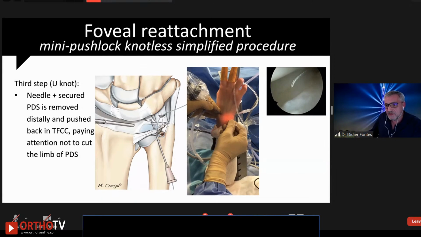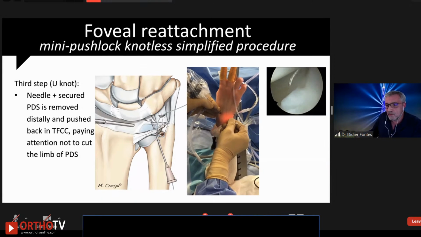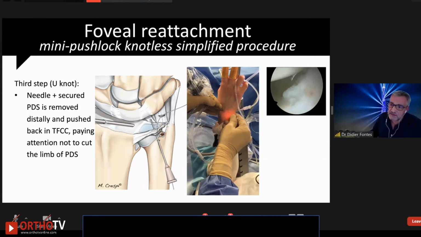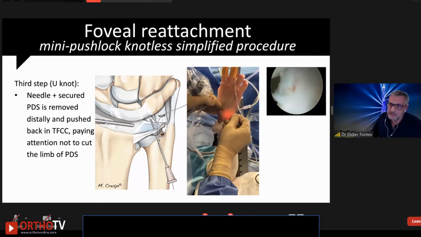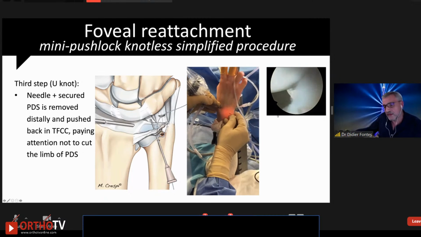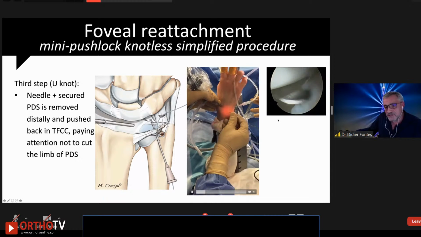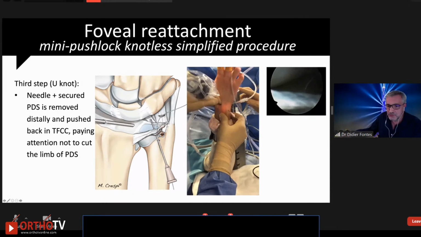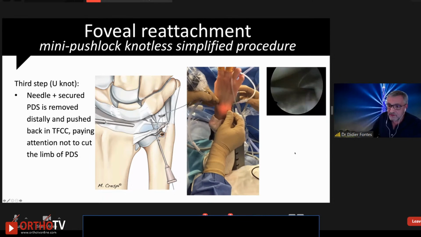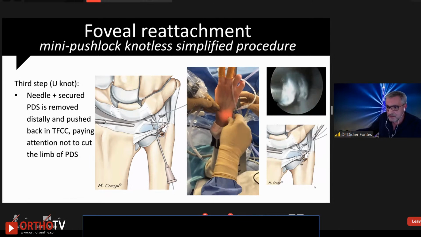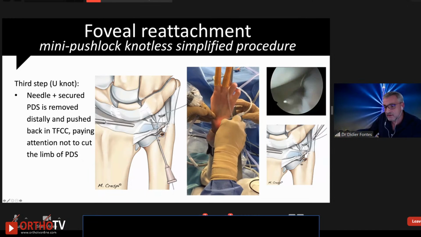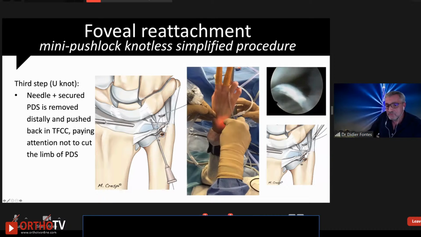And then you do the same thing, more dorsally, to pull back your suture inside the articulation that you can see here. And you just have to pull out this suture with a little punch, and you will have very easily realized a U-shaped suture on the ulnar foveal aspect of the TFCC. So you see, it's very simple.